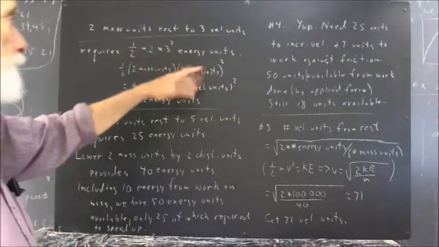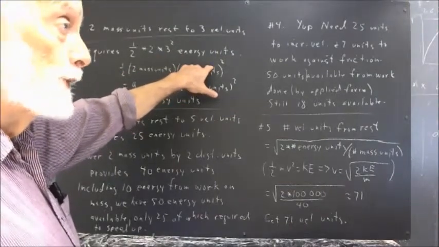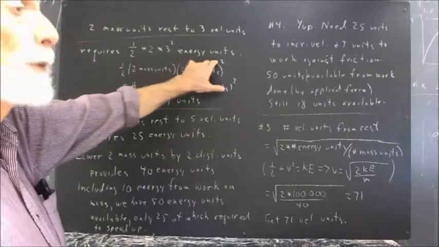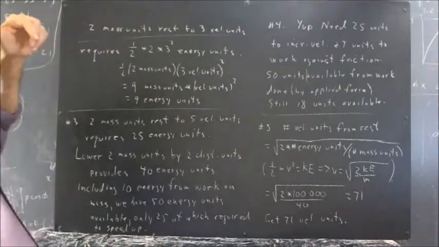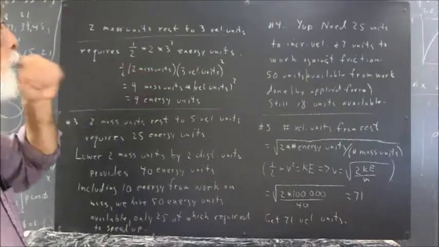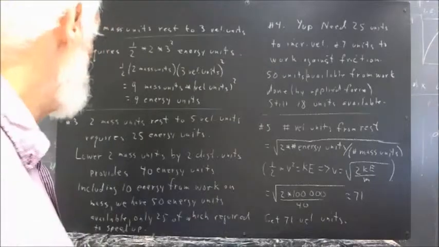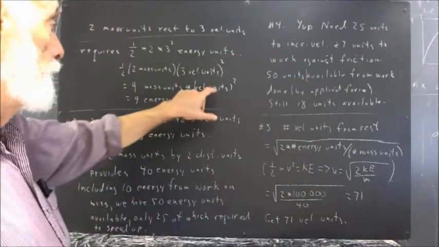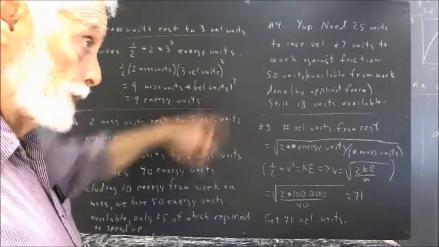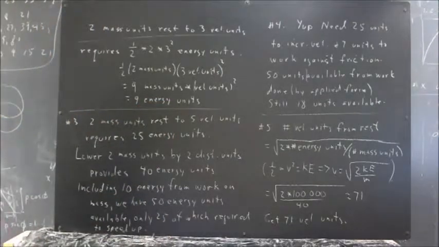Now, we could write that. I wrote this without units because the way the rule is given, that would actually be permissible. But if we want to do it a little more rigorously, we would write 1/2 times 2 mass units times the square of 3 velocity units, which gives 9 mass units times velocity units squared. And that would give us then 9 energy units.